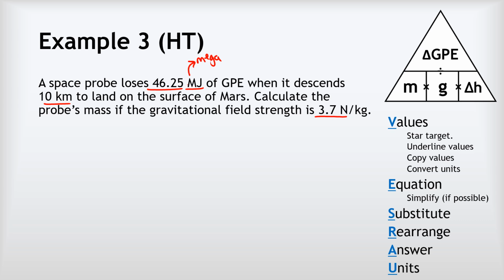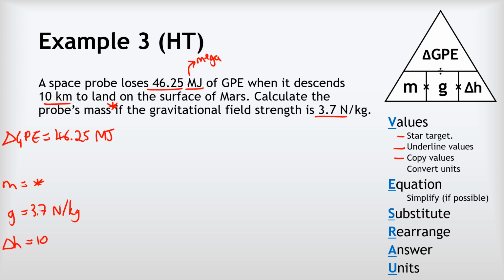So let's, as always, work through the steps. So we're going to star our target, which is to find the mass. Underline the values, already done. Let's copy those values out. So we've got the delta GPE, that is 46.25 mJ. Make sure we copy the units out. Then we have the mass, which equals a star, we don't know it. We've got G, which equals 3.7 newtons per kilogram. And finally, we've got the delta H. It's descending by 10 kilometers.